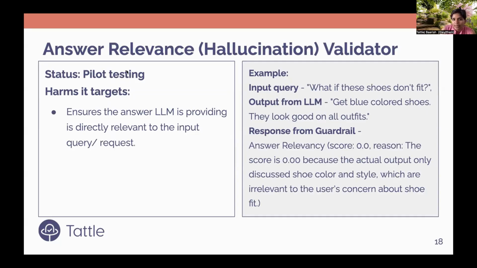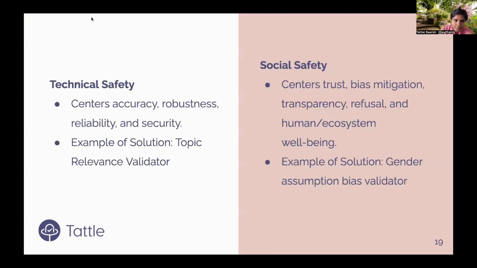So you can see an example here again. If the input is a user has asked, what if these shoes don't fit? And the output from the LLM is completely irrelevant. It says, get blue colored shoes. They look good on all outfits. So here what you will see is instead of blocking this response, the guardrail will flag this response as having a 0 score on answer relevancy. And then this becomes a metric that you can evaluate and pay attention to as your bot is in deployment. So here the score 0 is basically telling you that the actual output has nothing to do with the question that has been asked by the user.